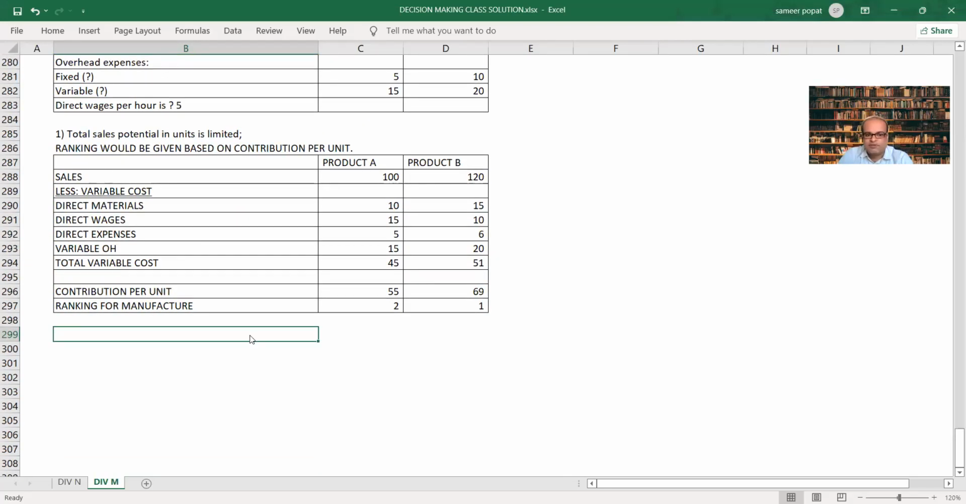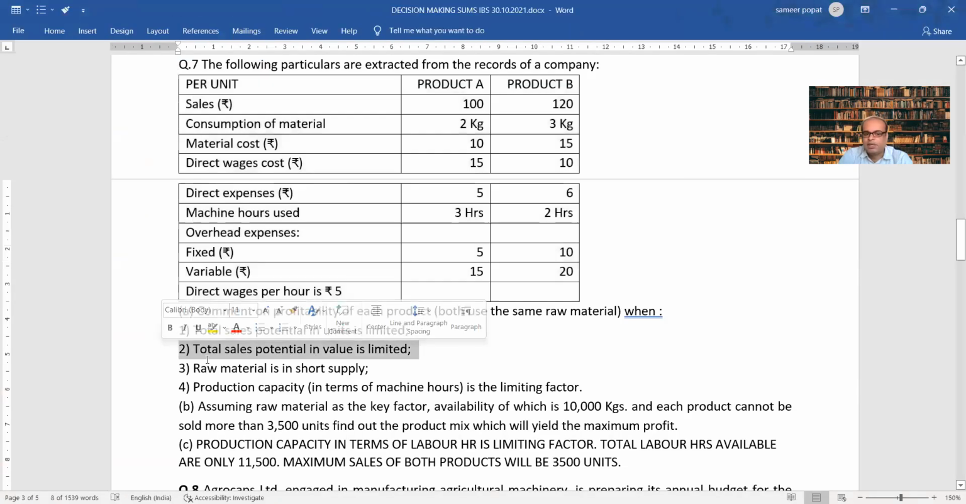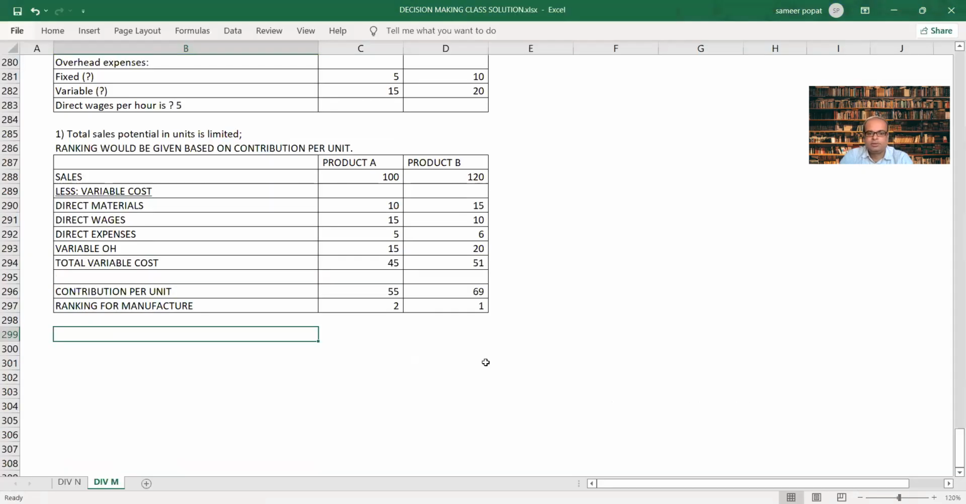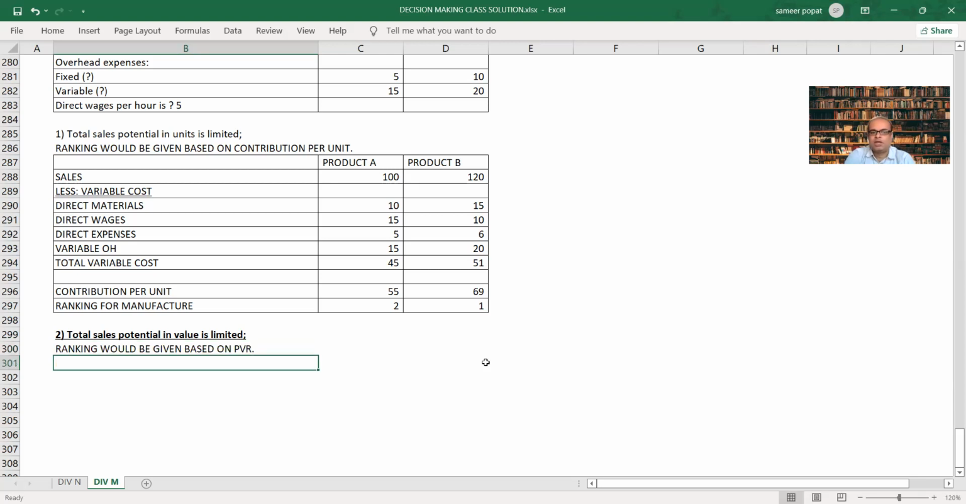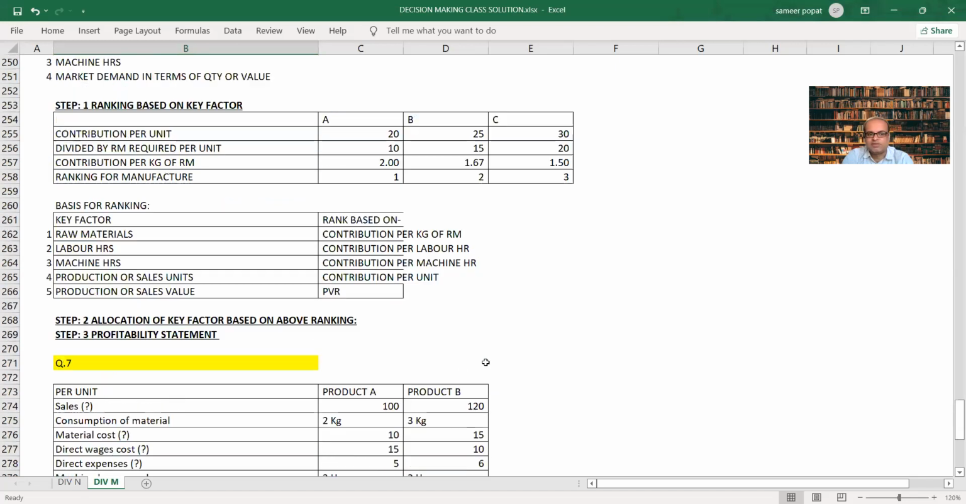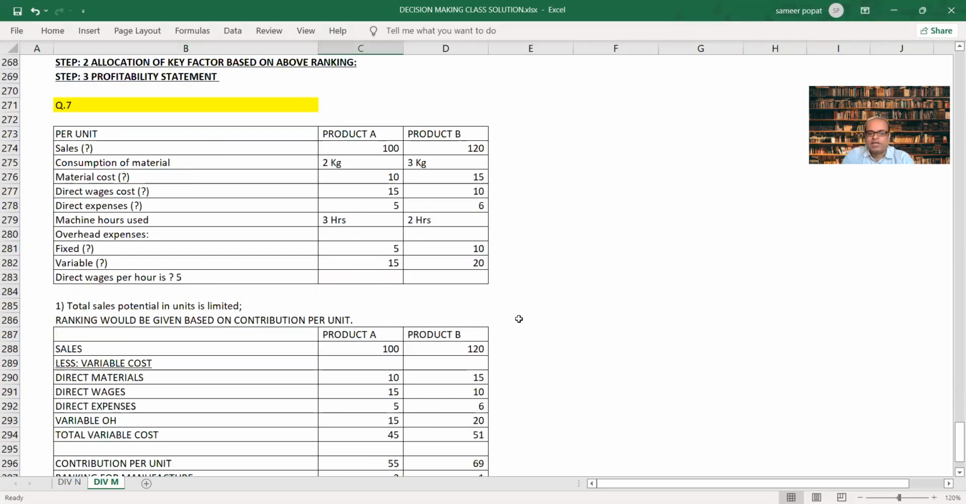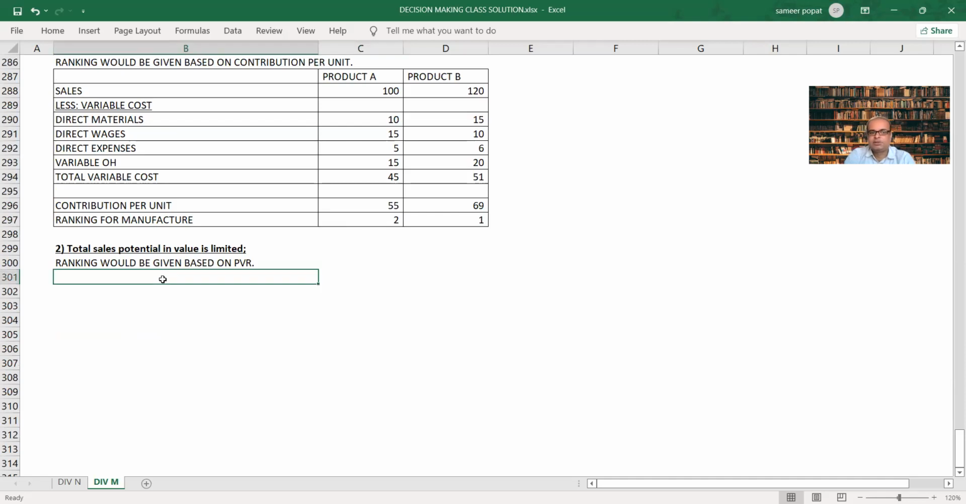So this is the first part. Now let us move to the second part. If total sales potential in value is limited. Now in this case, ranking would be given based on PV ratio. Okay, if sales potential in value, total sales value is limited, in that case, PV ratio will be taken as base for giving the rank. Okay, PV ratio. So let us find the PV ratio first.